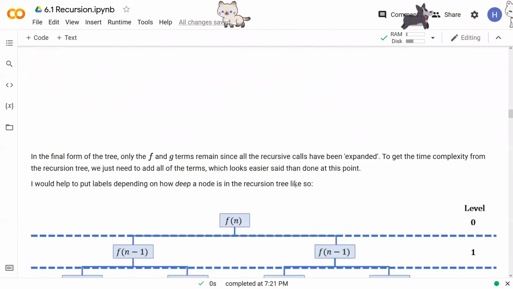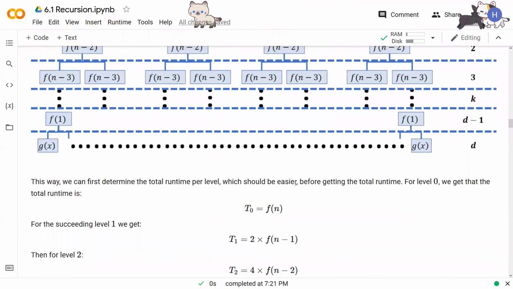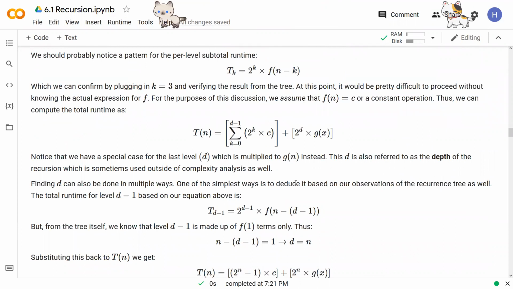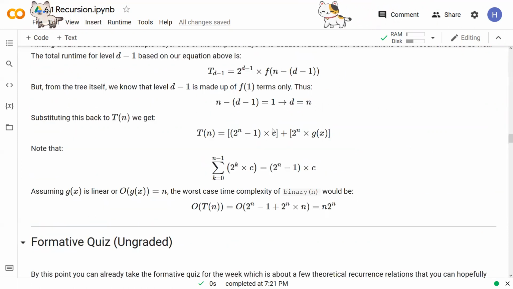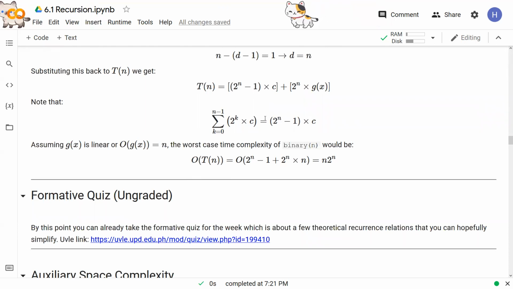So with that, ang next na gagawin natin for the week would be a formative quiz para medyo ma-solidify natin yung paggamit ng ating pag-simplify ng ating recurrence relations through additional examples dito sa formative quiz. So with that, yeah, good luck sa inyong quiz and see you next time.